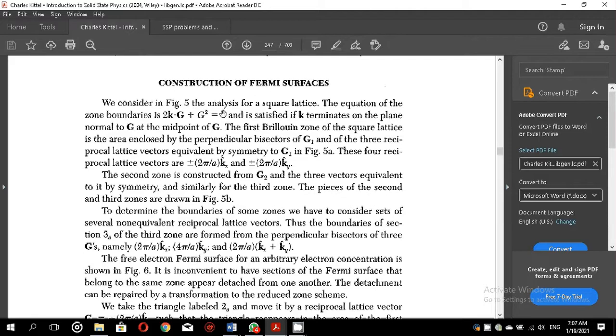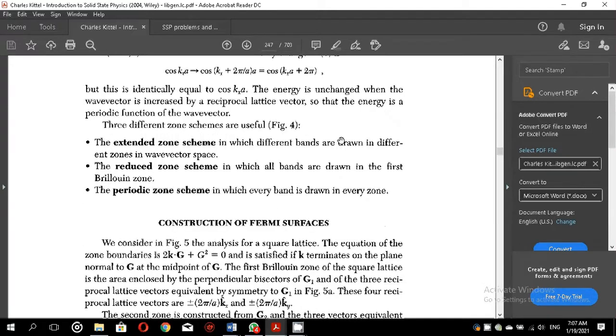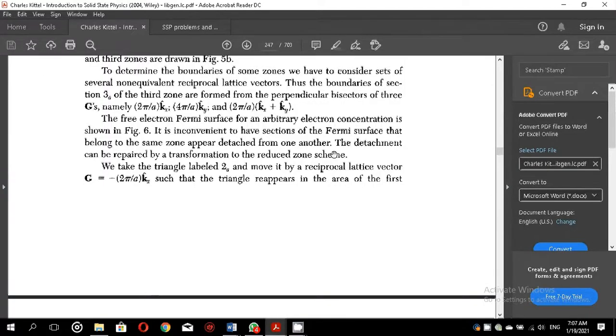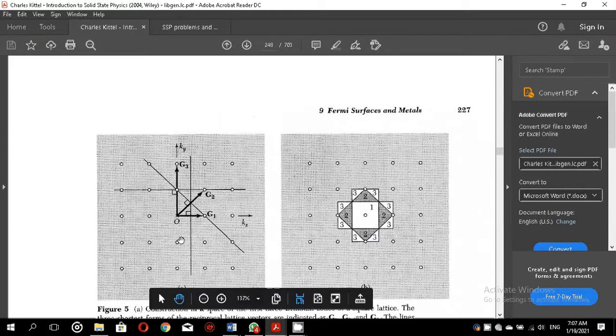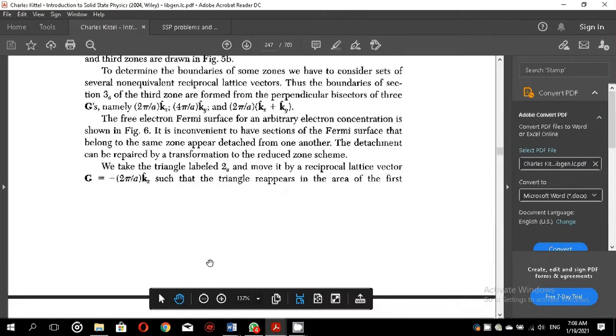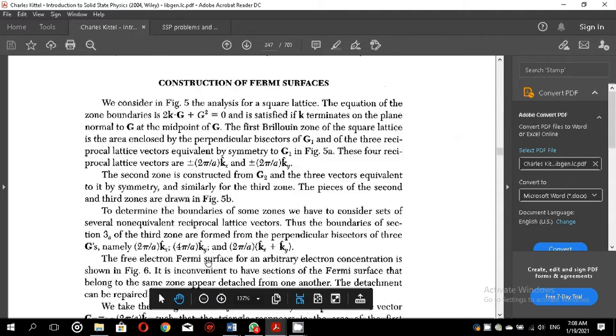We consider in figure 5 the analysis for a square lattice. The equation of the zone boundaries is given by this equation and is satisfied if k terminates on the plane normal to G at the midpoint of G. Let me show you this figure, the figure 5. So here is a square lattice, and we have shown a few reciprocal lattice vectors in the reciprocal space, and with reference to this figure we are going through this description over here.